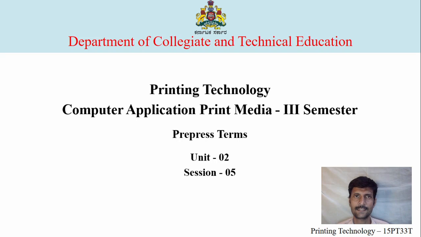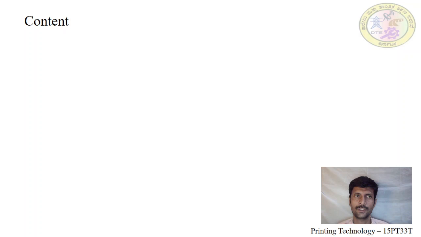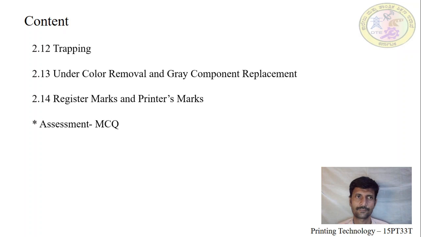Now let us see the topics which we are going to cover in this session. First is trapping, second is undercolor removal and gray component replacement, third is register mark and printer mark. Finally, the multiple choice questions. Now we will understand the concepts one by one.